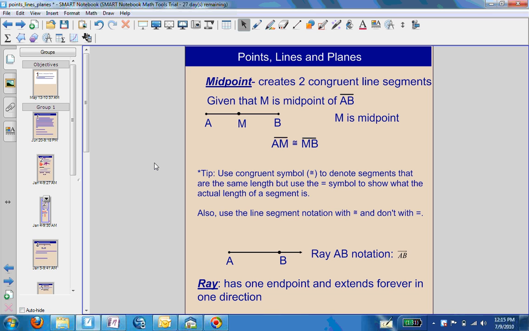Midpoint creates two congruent line segments. So you can have a midpoint of a line segment. You cannot have a midpoint of a line because lines are infinite, and you can't measure two sides of something that's infinite. But if you have a line segment, you can split that line segment into two congruent parts. So, for example, in this picture, if we know that M is the midpoint of line segment AB, then we can deduce that line segment AM is congruent to line segment MB.